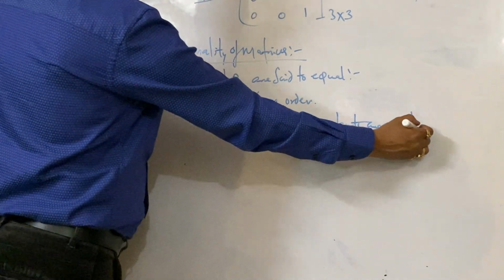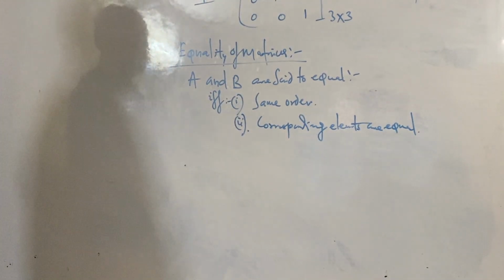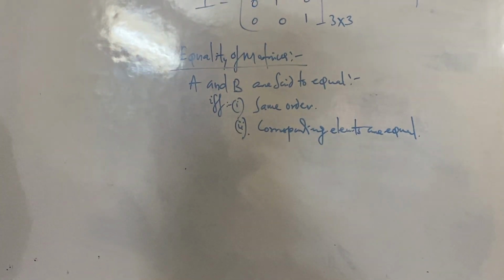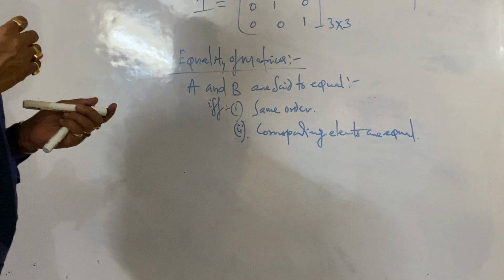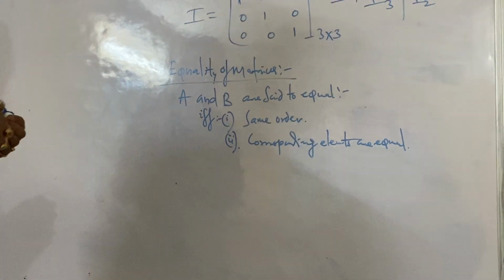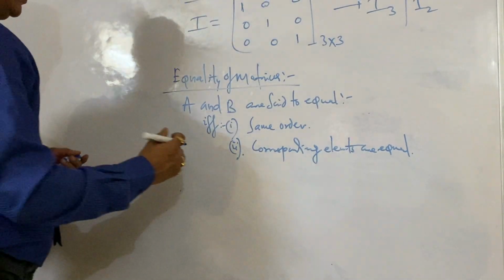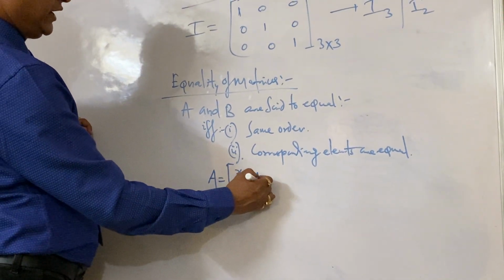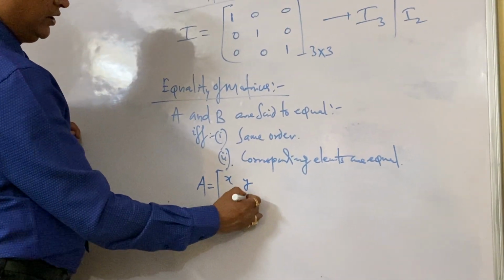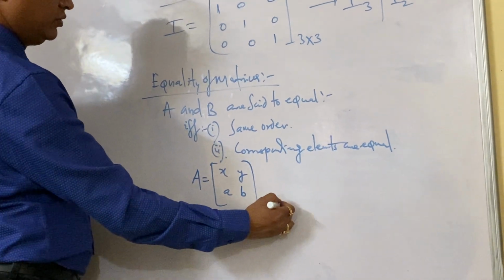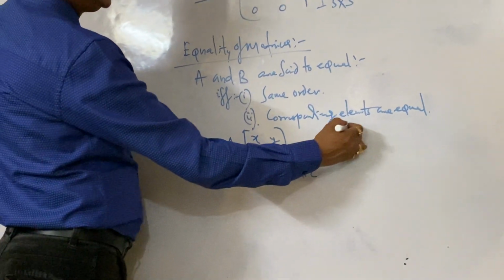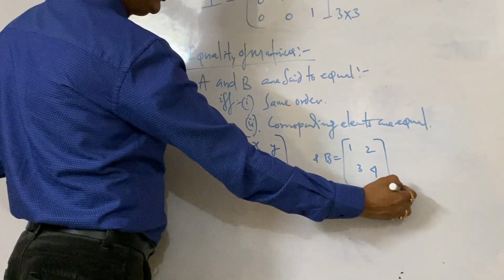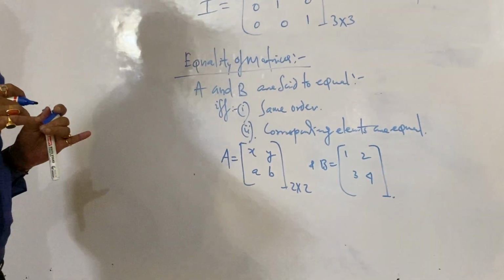Okay. So two matrices are called equal matrices if they are of the same order and the elements of the first matrix are equal to the corresponding elements of the second matrix. So, for example, suppose A is a matrix of x, y, a, b, a simple 2 by 2 example, and B is a matrix, suppose 1, 2, 3, 4. One simple example I am taking. Based on this, we have questions in exercise 3.2.